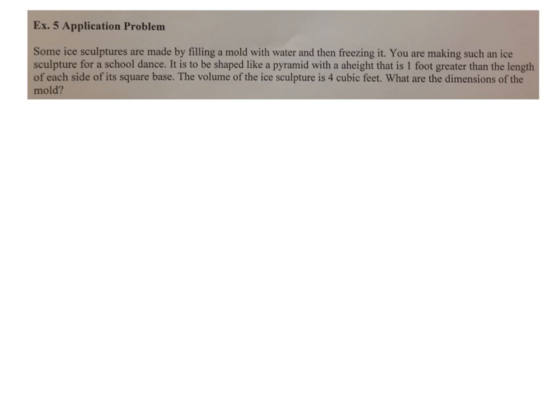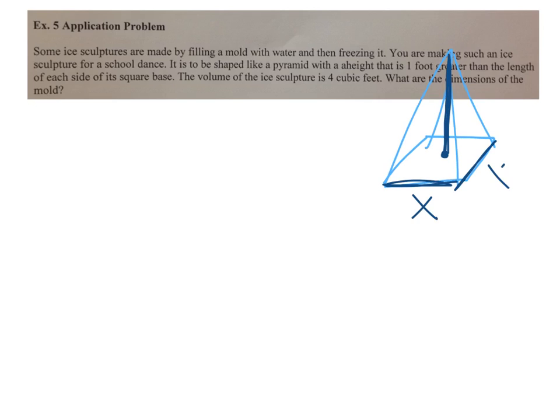All right, so let's sketch a picture. I know pyramids are not easy, but it is a square pyramid. So there's our square pyramid. And it says the height, so remember your height is measured in the middle there, is 1 foot greater than the length of each side of its square base. So we'll make this x and this x, and your height will be x plus 1, because 1 foot greater than would be plus 1. All right? So what are the dimensions of the mold?